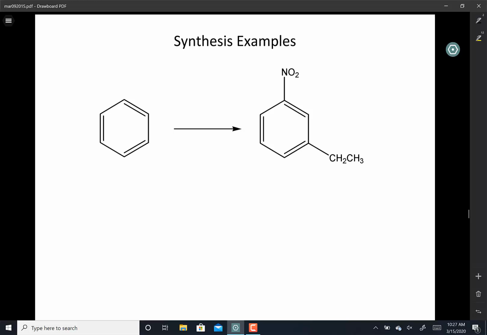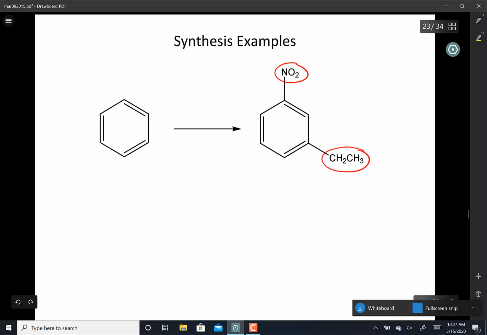And the first thing that we need to do this type of problem is we need to know how to add the 2 groups. So how would I add the nitro group to the ring? Again, stop, take a minute, write the reagents down, and then come back and see if you were right. How do we add the ethyl group to the ring? Again, think about that, and then come back, and we'll see if you are correct.